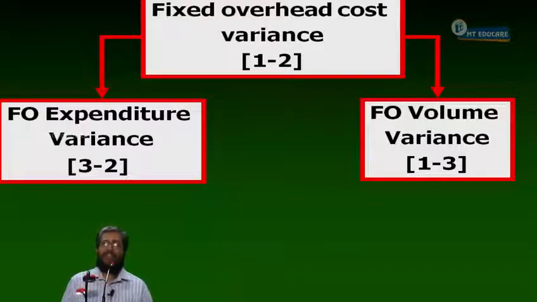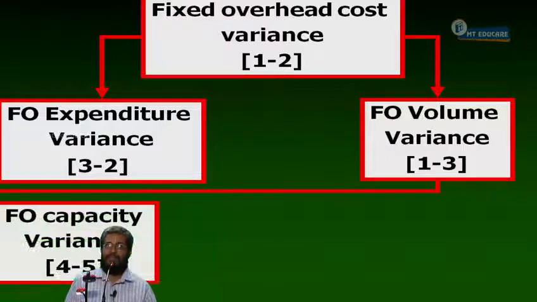Volume variance is branched into 3. Fixed overhead capacity variance, 4 minus 5.